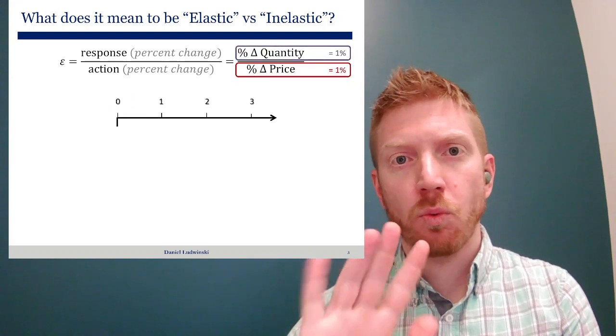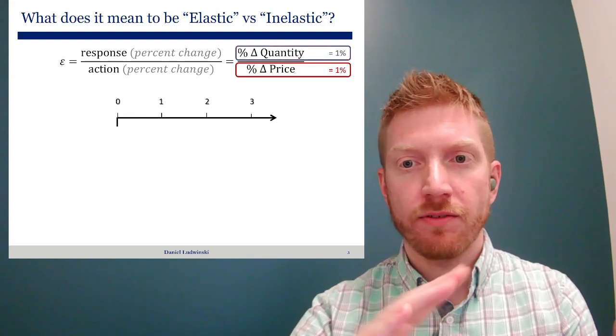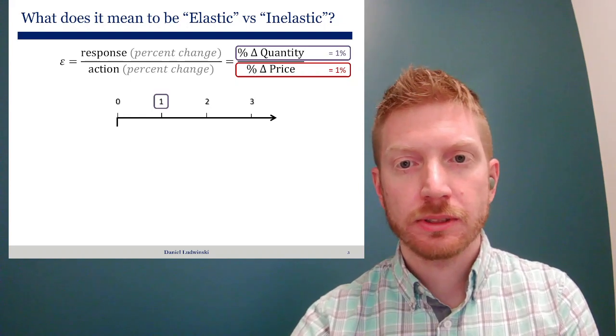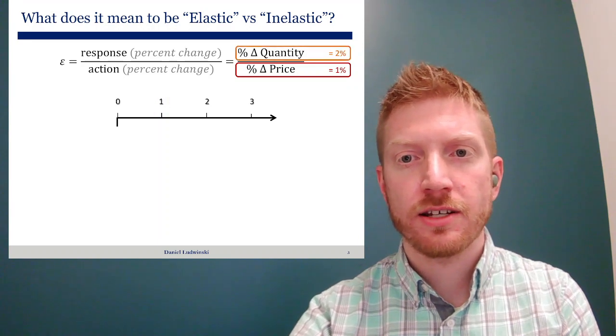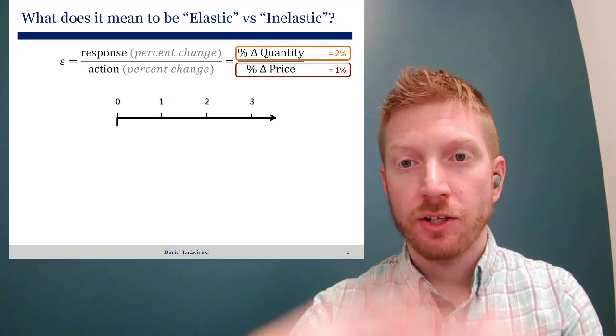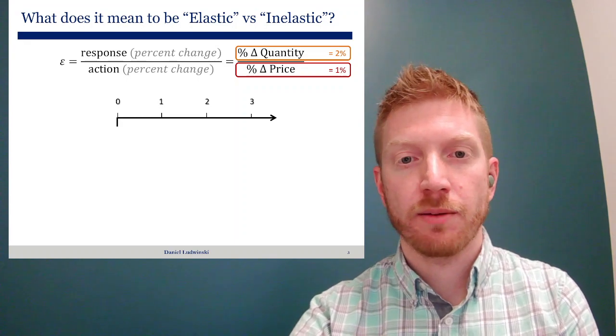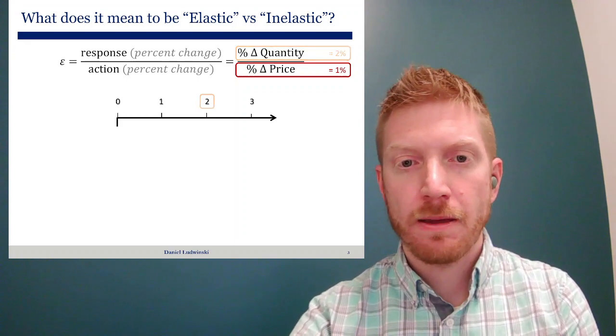Now let's imagine there's a 1% change. 1% divided by 1% is 1. So we're kind of mapping those changes here to elasticities. If we have a 2% change, 2% divided by 1% is 2.